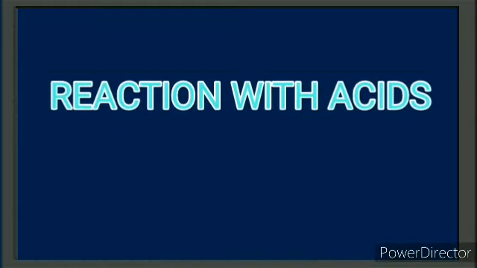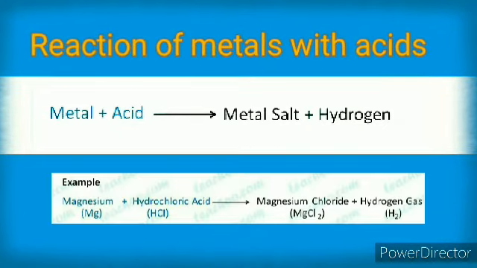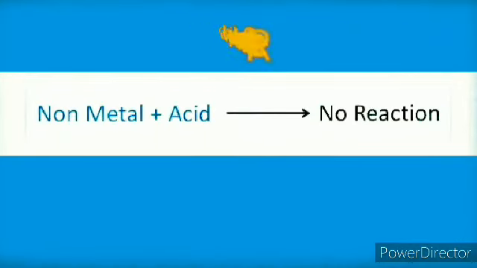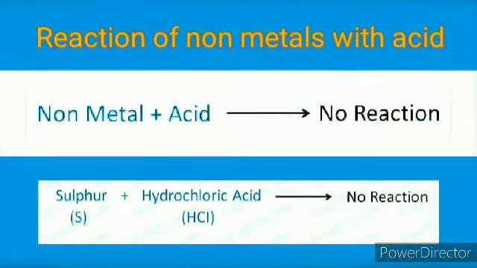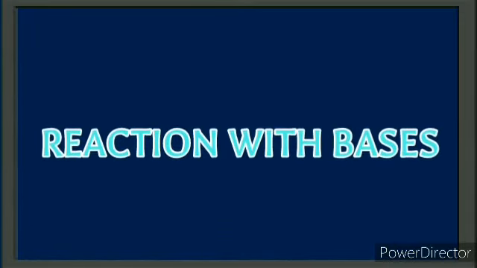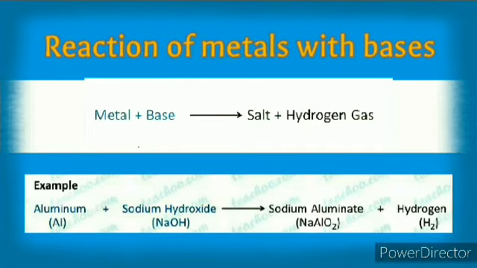Next is reaction with acids. Metals react with acid to form metal salt with the liberation of hydrogen. For example, magnesium reacts with hydrochloric acid to form magnesium chloride with the liberation of hydrogen gas. The reaction of nonmetal with acid yields no product. In other words, nonmetals do not react with acid. Next is reaction with bases. The metal reacts with base to form a salt along with the hydrogen gas. Aluminum reacts with sodium hydroxide to give sodium aluminate along with hydrogen gas.